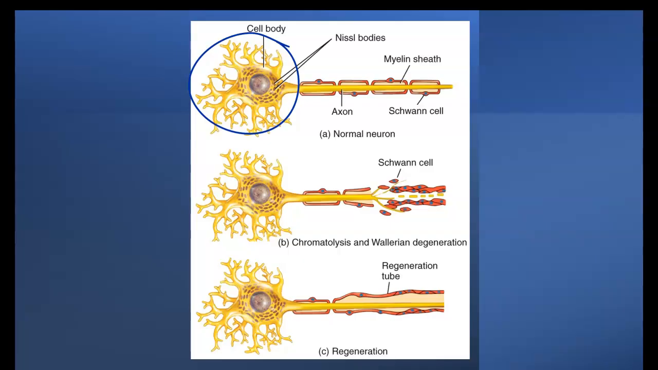Coming down, we see what's called a chromatolysis and a Wallerian degeneration. What happens there, as long as your cell body is still there and you have some of these Schwann cells still able to come in, is they can start to repair that axon, and it creates what's known as a regeneration tube. The axon is then able to be repaired, put back together, and then these Schwann cells start to form and wrap themselves back around that axon.